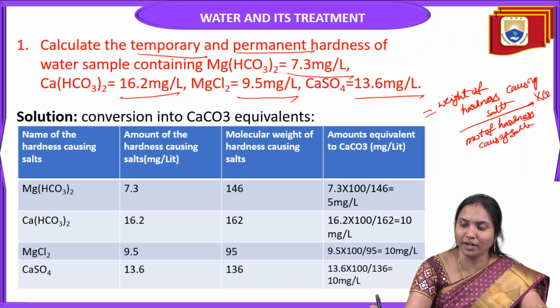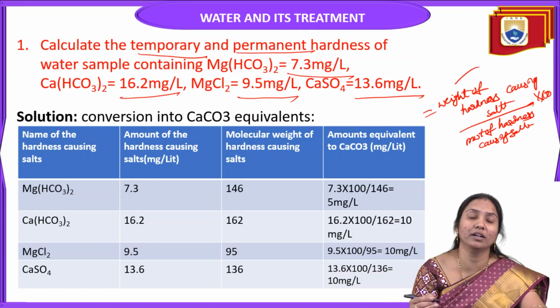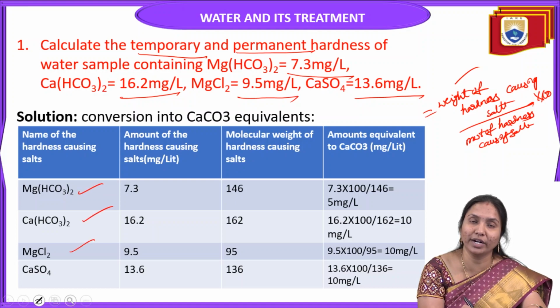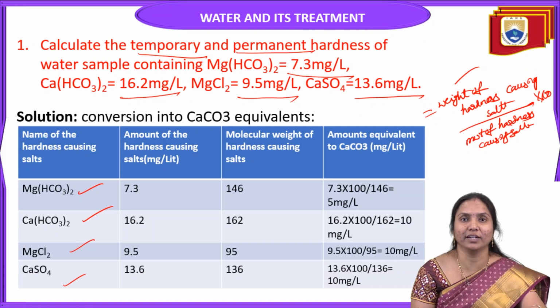Into 100. By using this formula, we can convert all the hardness causing salts present in the data or in the problem into equivalent of CaCO3. So which types of hardness causing salts are present in that water? Magnesium bicarbonate, calcium bicarbonate, magnesium chloride and calcium sulfate.